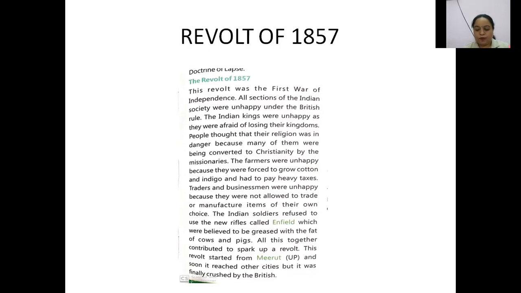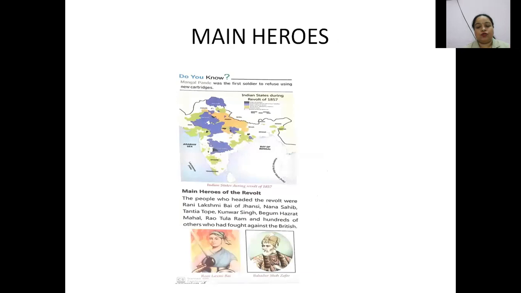Okay, children. So the next thing, the main heroes. Who are the main heroes of the revolt of 1857? The main heroes who headed the revolt were Rani Lakshmi Bai. Can you see the picture here? So first is Rani Lakshmi Bai of Jhansi, Nana Sahib, Tatya Tope, Kunwar Singh, Begum Hazrat Mahal, Rao Tularam, and hundreds of others who fought against the Britishers. So these are the important heroes of the revolt of 1857.